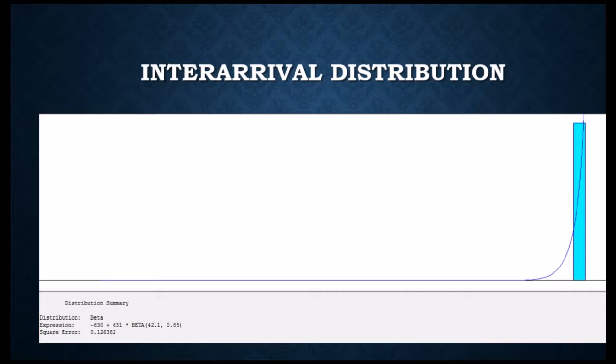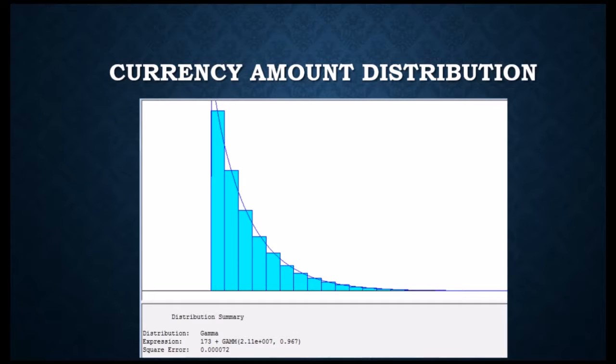We start by looking at the inter-arrival distribution. We found the distribution by entering the data into Arena. We found that the best distribution is the beta distribution. It had the lowest square error, so we decided to use that one. The graph looks a bit off, but that's just because most of the values are very close together, but it all works out when you have the model itself.